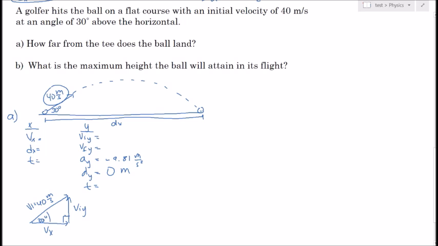Let's consider basic trig, the Sohcahtoa equations here. We can confidently say that the sine of 30 degrees is VIY, the opposite side, over the 40, which is the hypotenuse. Now, you may already know the equation VIY is VI times sine of theta. You can certainly use that. This is just kind of a little bit more of a base level formula for that. So if I multiply both sides by 40, I get 40 sine of 30 is VIY. And that would mean that VIY is 20 meters per second.